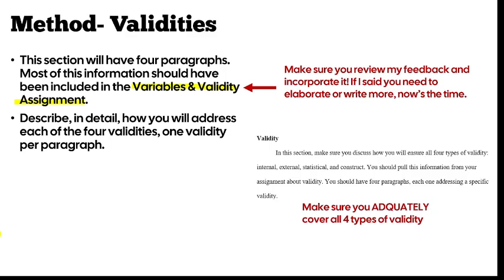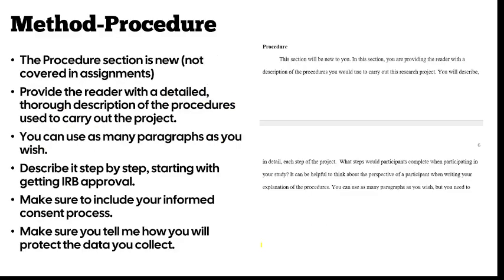You should have 4 paragraphs. You're going to cover 1 validity per paragraph. Okay? If you've got a trade-off between external validity and statistical validity or whatever, talk about it here. You're going to address internal, external, statistical, and construct validity. Okay? So make sure you've adequately covered them. You've written a nice paragraph. You didn't just say, I'm going to address it, and then not tell me how you're going to address it. So now is the time to elaborate. Now is the time to write more.